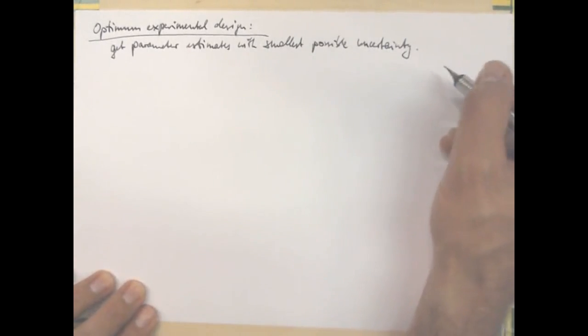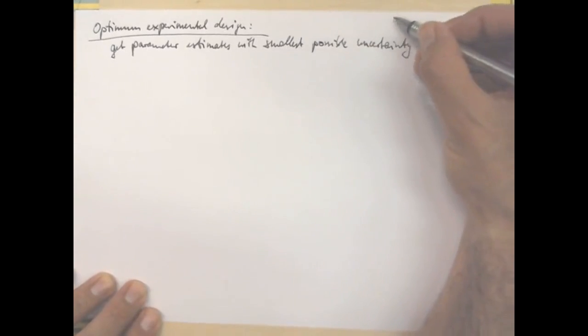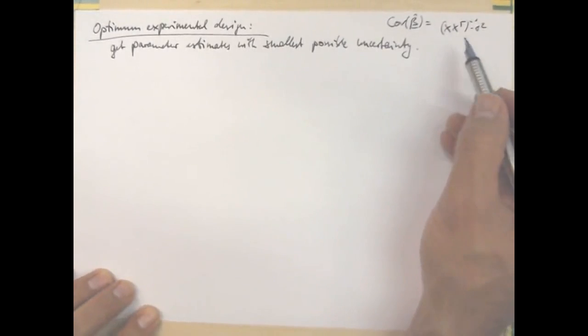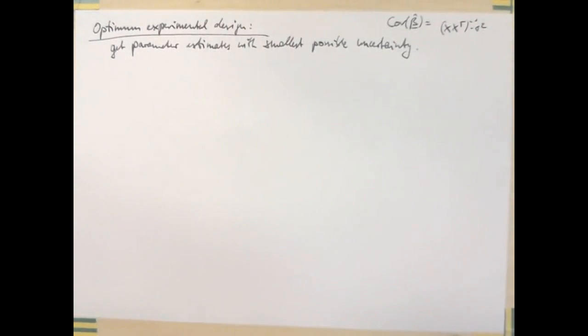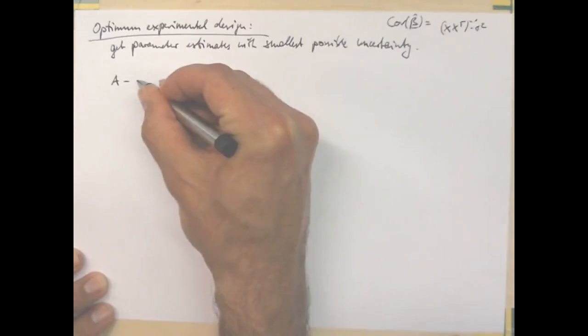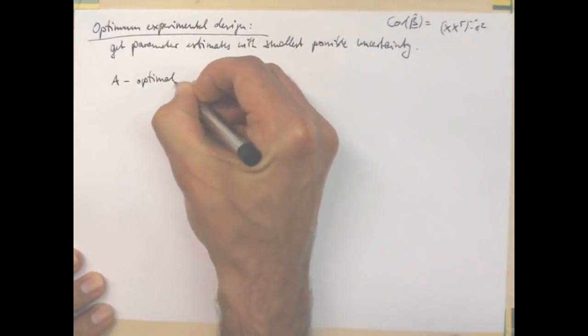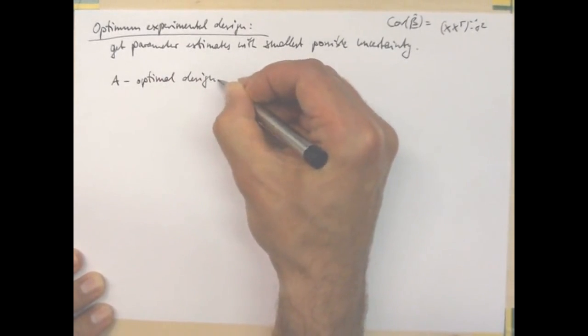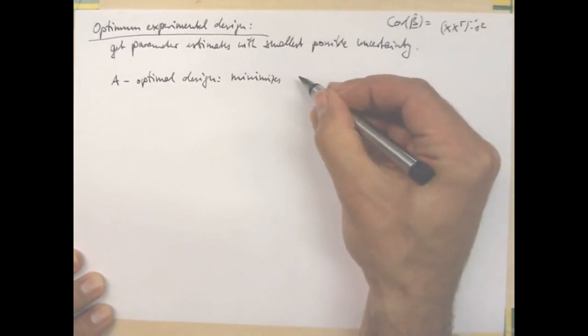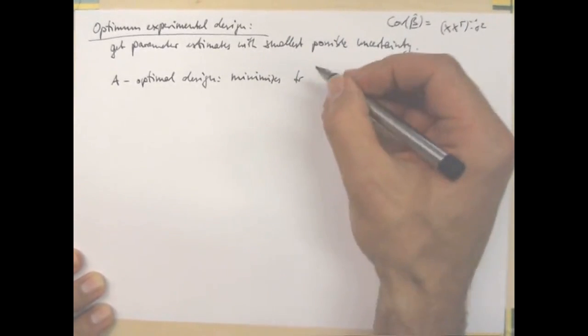Now, if we talk about the covariance matrix, there is not a unique way to define what small means. And accordingly, there are a number of criteria that have been proposed. For instance, you can try and construct an A-optimal design, which minimizes the trace of this matrix here.